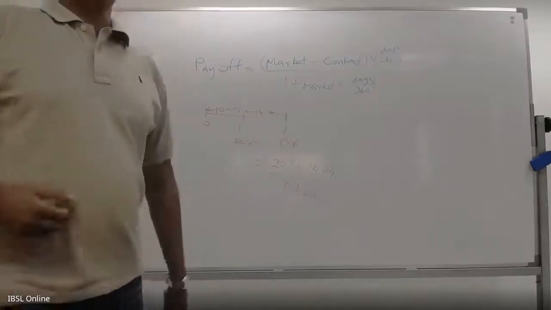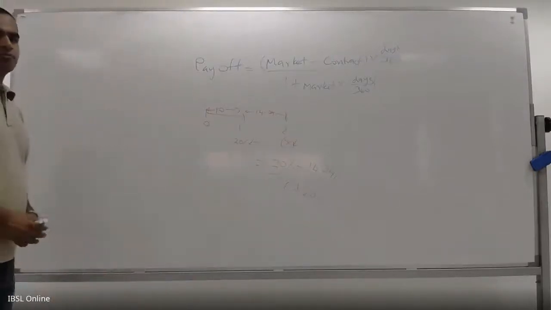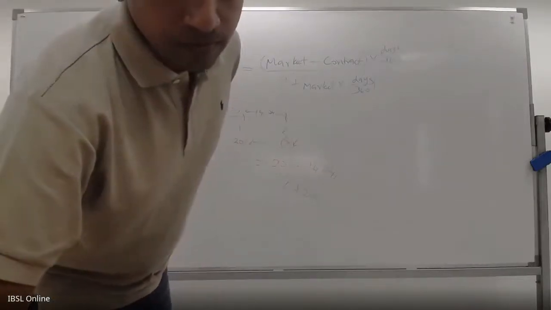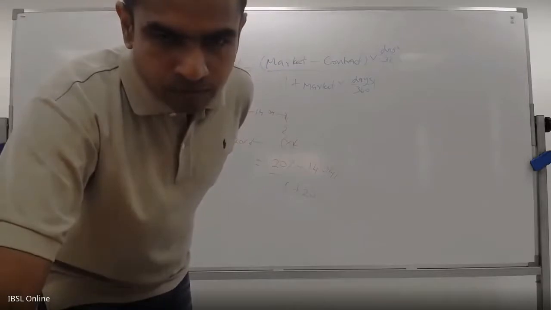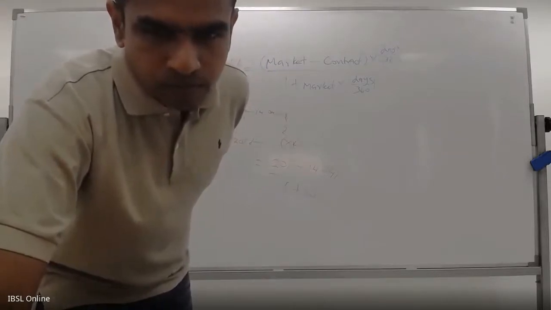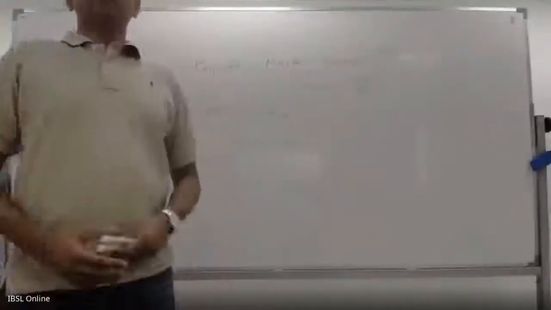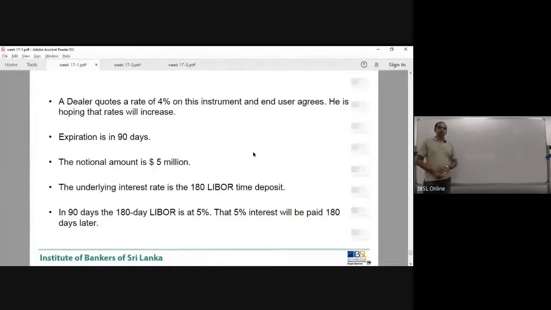Right, so let's do this example. The dealer quotes a rate of 4% on this instrument, and the end user agrees. He is hoping that the rate will increase. It expires in 90 days. The notional amount is 5 million. The underlying interest rate is 180-day LIBOR. In 90 days, the 180-day LIBOR is 5%. Right. So he has agreed.